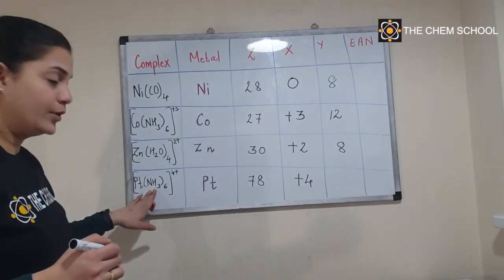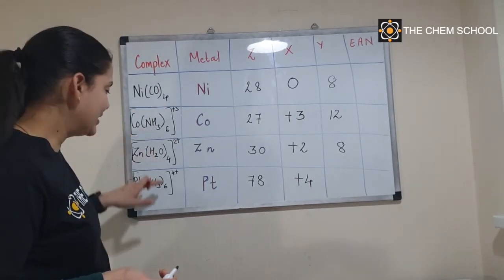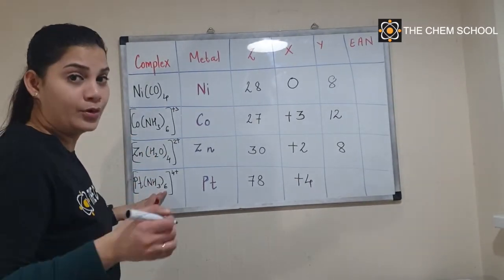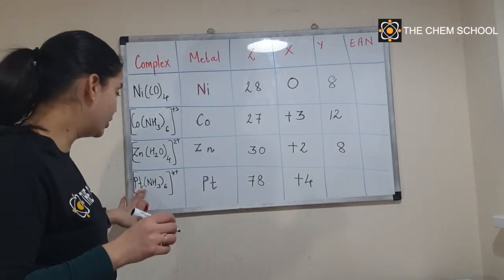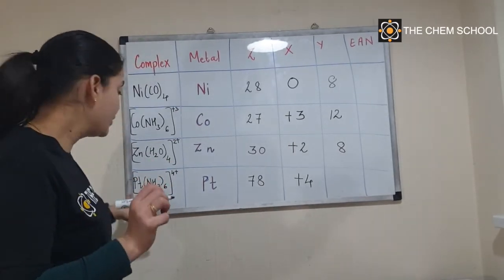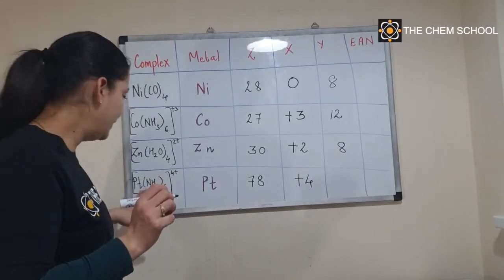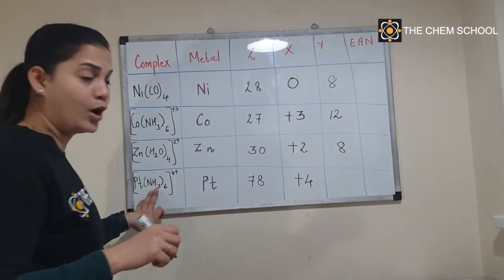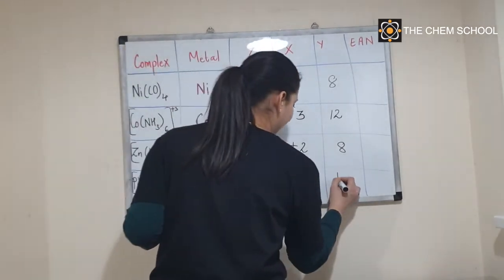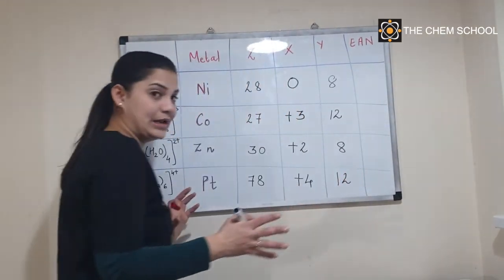Next, ammonia, we said that it is a monodentate ligand. So again, ammonia, the total number of electrons that it is donating to platinum. I repeat, the total number of electrons donated by ammonia to platinum is going to be the number of coordinate bonds into 2. So you have 6 coordinate bonds into 2, that is 12. I have explained this once again if you have any doubt.